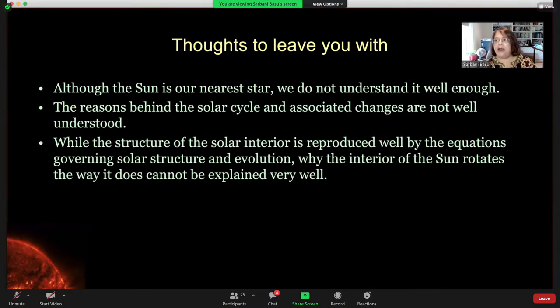Okay, so the solar part, I want to just reemphasize again that although the sun is the nearest star, we don't really understand it. I can tell you what the sun would be like, say, 2 billion years from now, but I cannot tell you what the sun is going to be like 2 years from now. We understand the long time behavior of the sun because those are basically governed by the changes associated with nuclear fission in the sun. But the short time scales are associated with changing magnetic fields, and we do not really understand that very well. So the structure of the solar interior, we reproduce well. So we know we get the structure and evolution right, but rotation, we cannot.